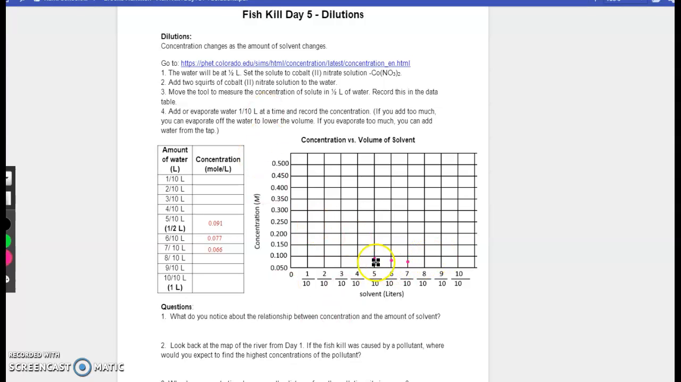So once you have your graph, you can go back, pick a different stroke, a different color, and then you can connect your dots. You can connect your dots like that on your graph to see if there's any kind of increasing trend, decreasing trend, what would the graph look like. And that is the fish kill day 5 for dilutions.